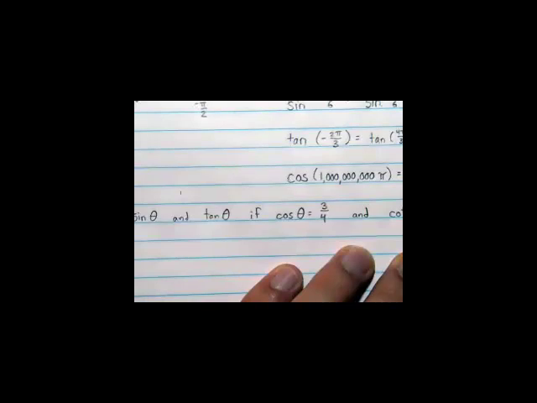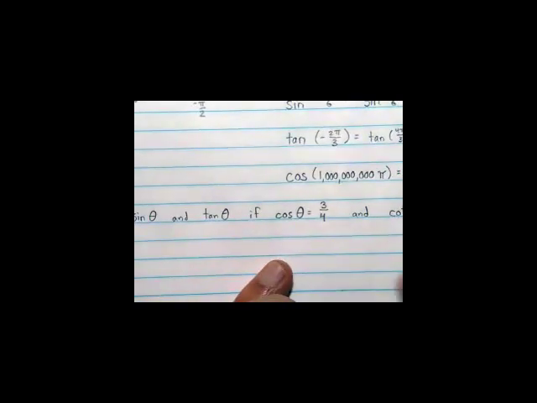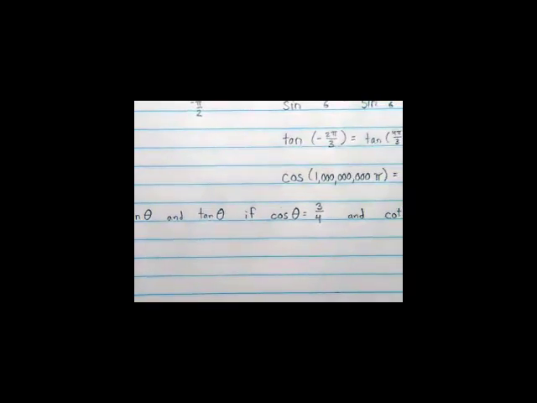Okay, so something like, actually, you know what? I'm going to change this. We'll make this negative. Okay, so this is a little different. Find the sine of theta and the tangent of theta if the cosine is 3/4 and the cotangent is less than 0.